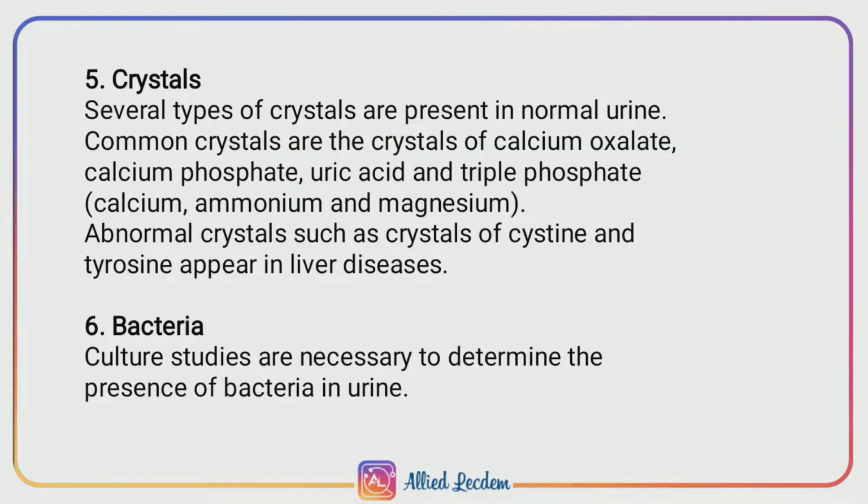Crystals. Several types of crystals are present in normal urine. Common crystals are the crystals of calcium oxalate, calcium phosphate, uric acid and triple phosphate like calcium, ammonium and magnesium. Abnormal crystals such as crystals of cystine and tyrosine appear in liver disease. Bacteria. Culture studies are necessary to determine the presence of bacteria in urine.